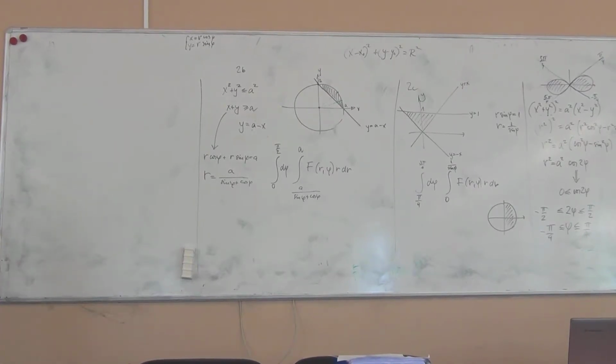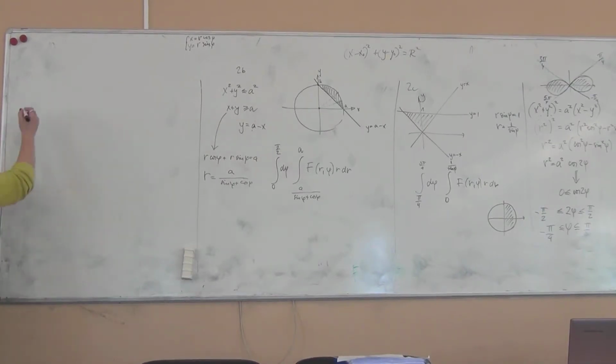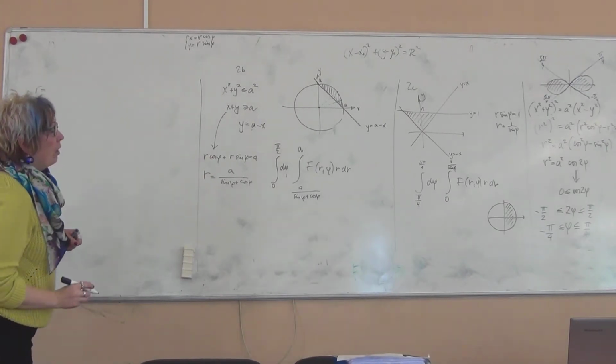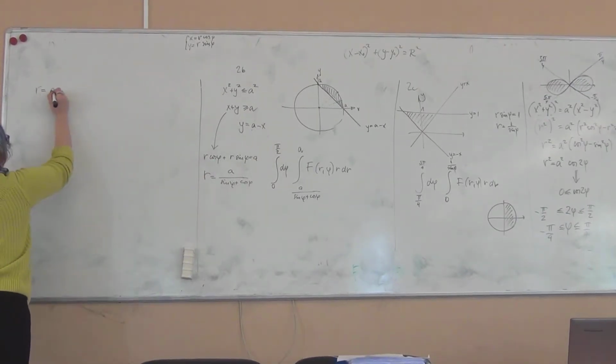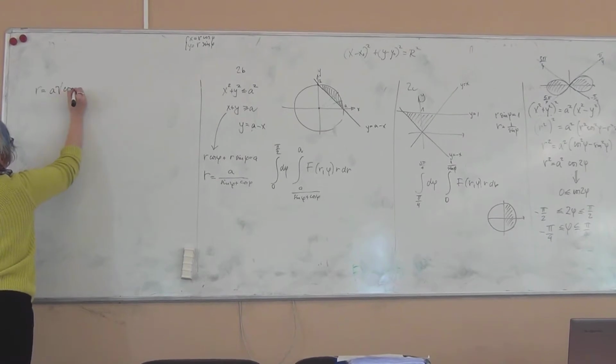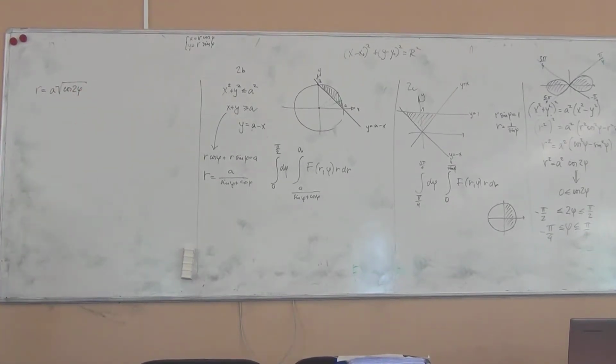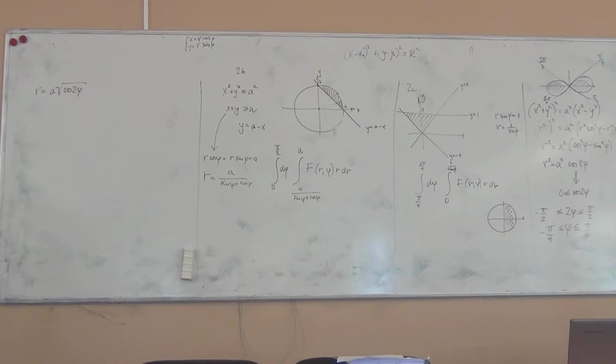Now, the second thing to do is to define R. So the R value, obviously from there, will be A times the square root of cosine 2 phi. A square root of cosine 2 phi. Assuming, obviously, that A is positive, we are assuming that A is positive. Otherwise, it makes not much sense.